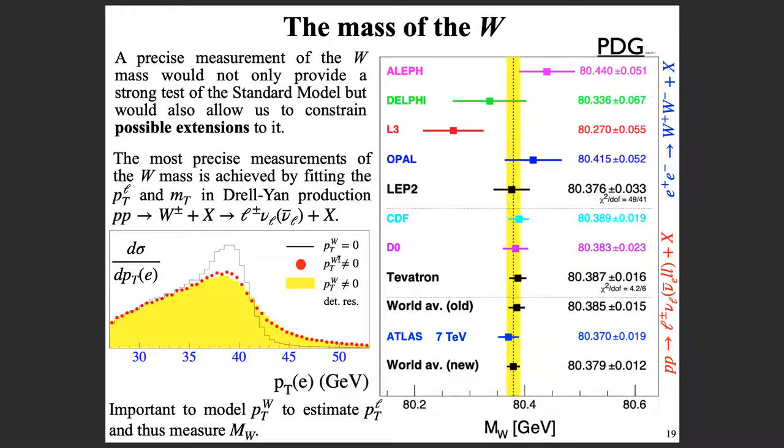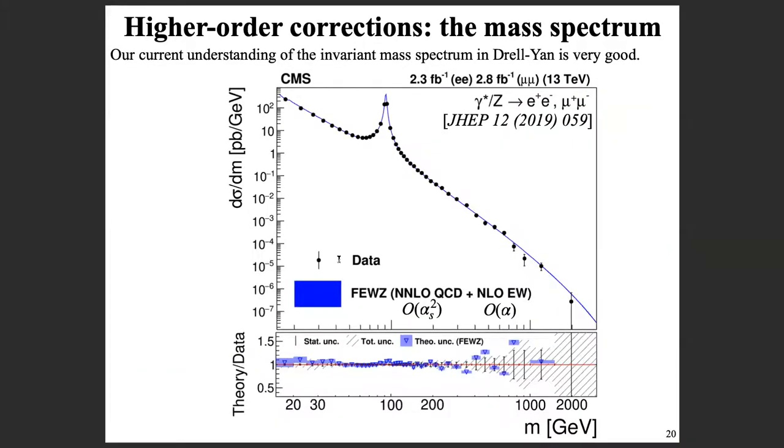So this means that we really need to take into account the PT distribution of the W, which can be done by using all the tools that we have discussed yesterday. So this means that we really need to model the PT of the W all across the board, from low to large PTs, to estimate the PT of the lepton at best, and thus measure the W mass at best. So now let me move to higher order corrections.